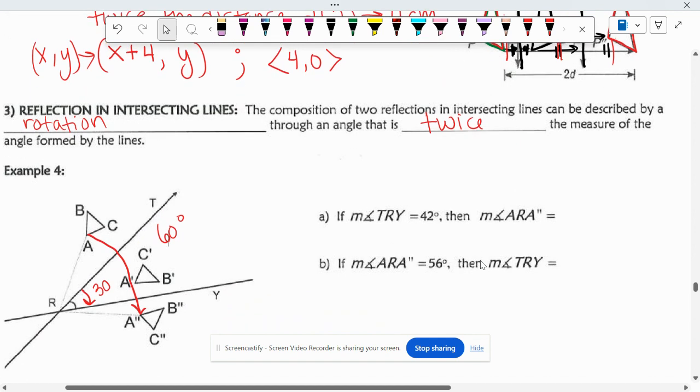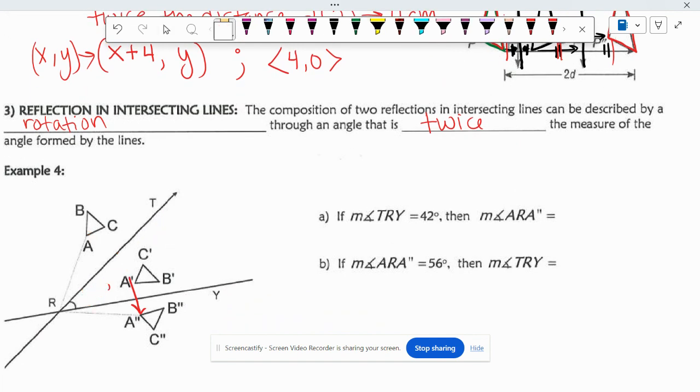I'm going to get rid of these measurements just so we can see it. So if the measure of angle TRY, that's this guy right here, is 42 degrees, then what is the measure of angle ARA? That's this measure. Well, it's going to be twice that. So it's going to be 2 times 42, which is what? 84 degrees. Okay.